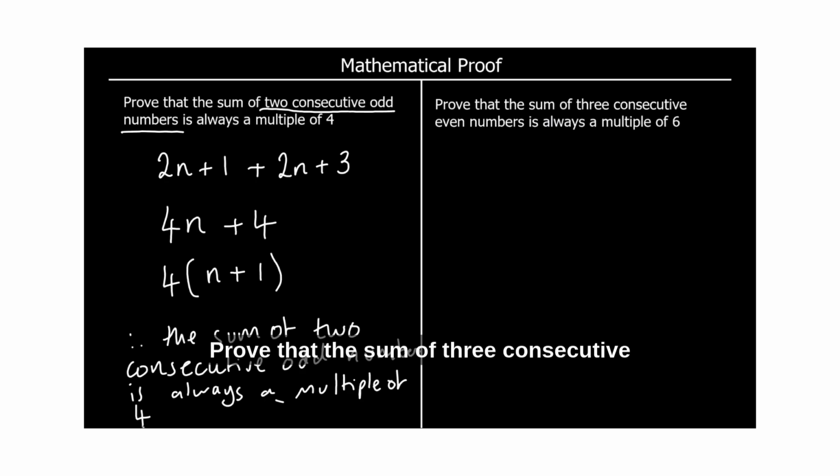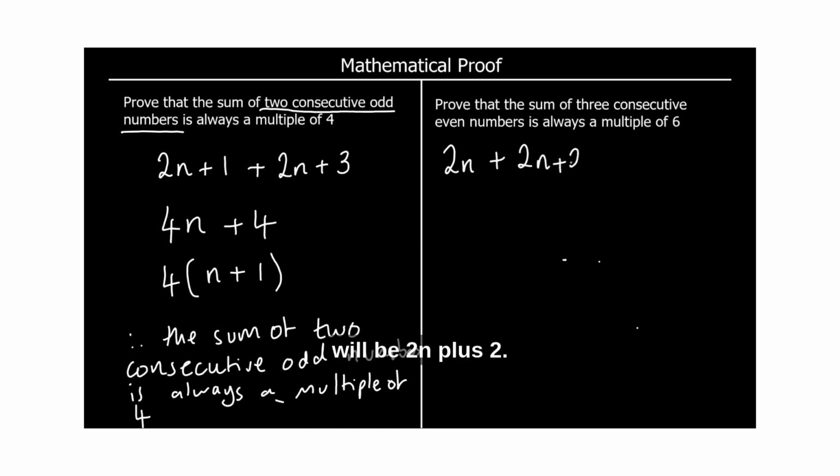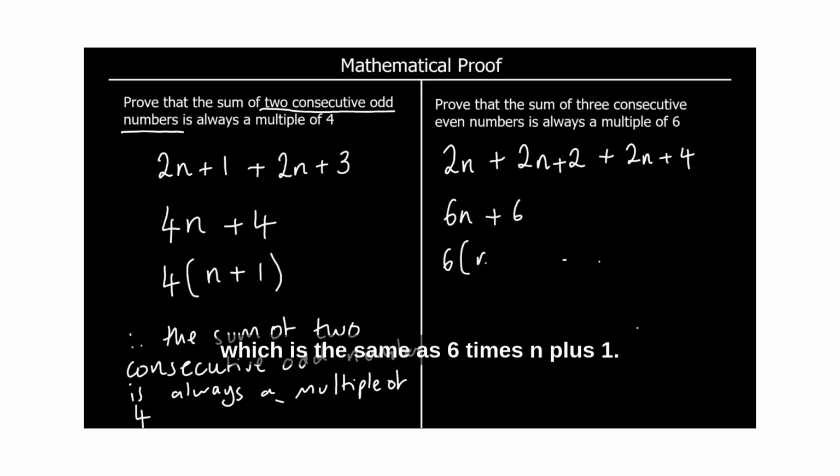Prove that the sum of 3 consecutive even numbers is always a multiple of 6. So we can have an even number as 2n. The next even number will be 2n plus 2. And the next even number, 2n plus 4. So 2 more, and then 2 more again. So if we add this up, we've got 6n plus 6, which is the same as 6 times n plus 1. So we can factorize a 6 out of it, so it must be a multiple of 6.